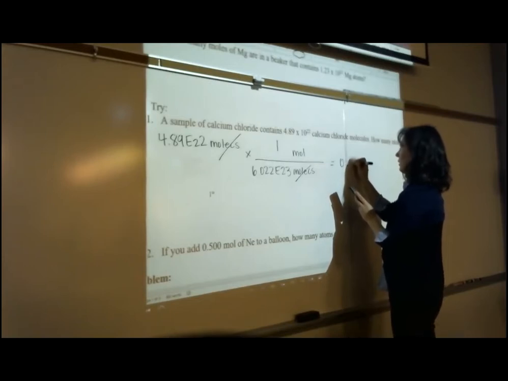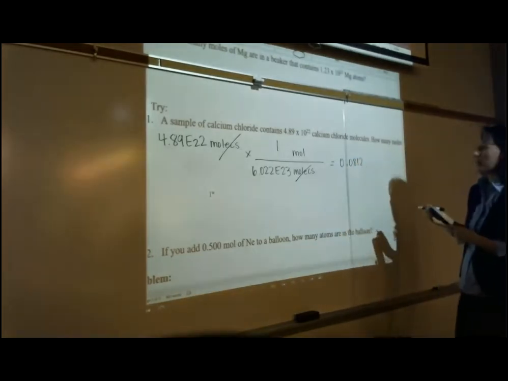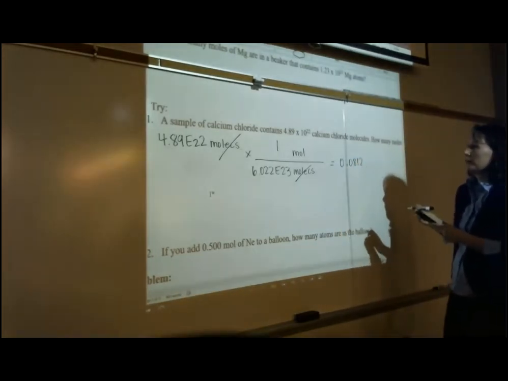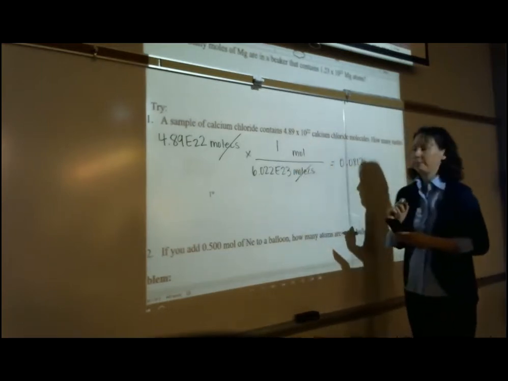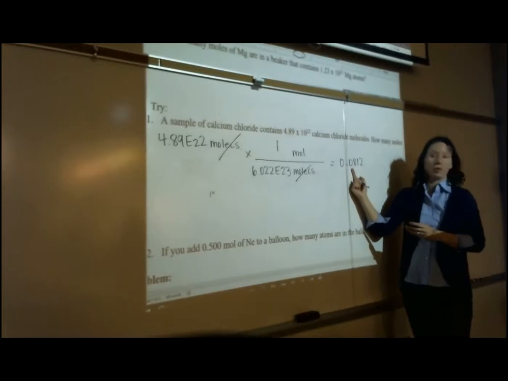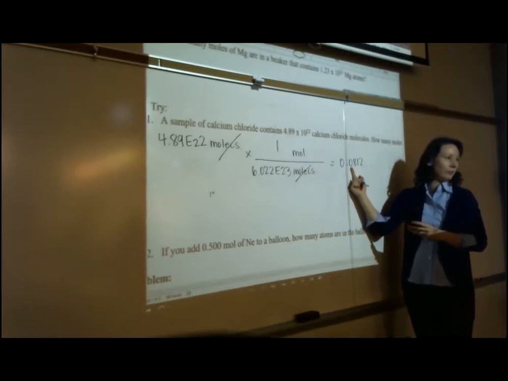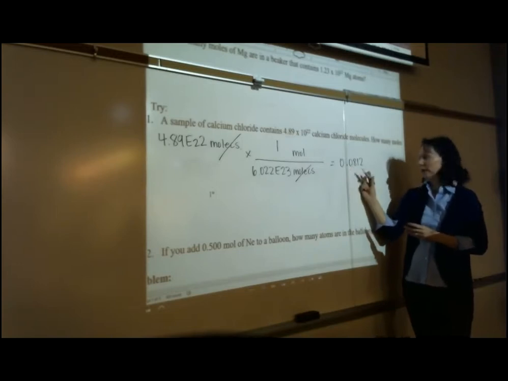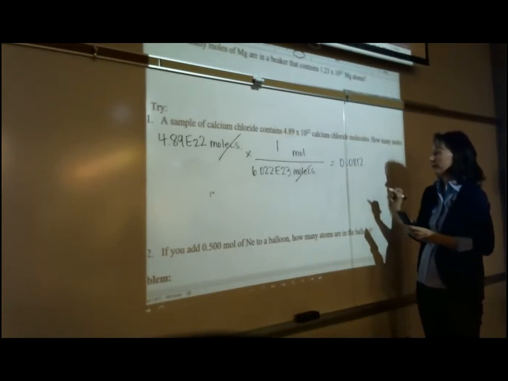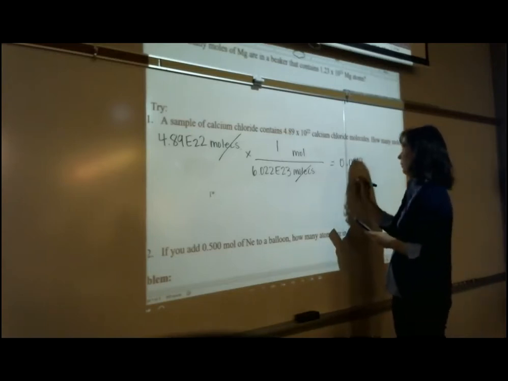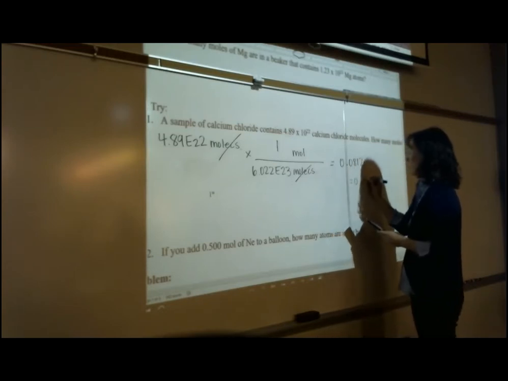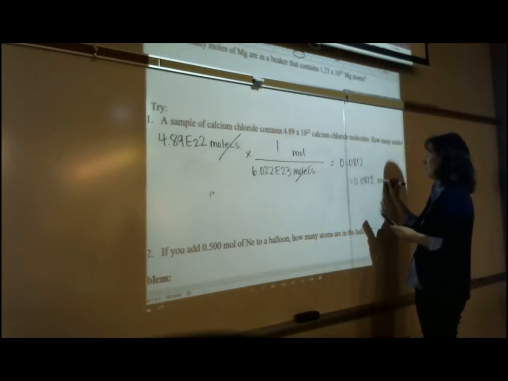0.0812, and so on. How many sig figs am I able to keep? 3 sig figs, right? Is this 0 right here a significant digit? Think about it. Is this a measured value or is it a placeholder? This is just a placeholder, right? So these are my sig figs. So it'd be 0.0812, and my unit would be mole.